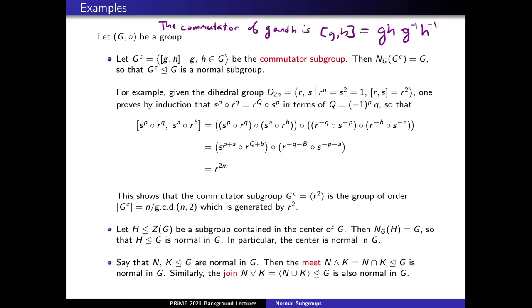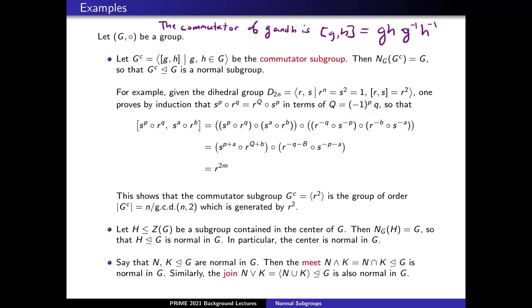When we specifically look at the dihedral group, we can define the dihedral group in terms of the commutator in the following fashion. As before, it's the group generated by r and s, r to the n is the identity, s squared is the identity. But now we can replace s r s equals r inverse with the commutator of r and s is equal to r squared. And then by induction, we can show that s to the p r to the q is equal to r to the q prime s to the p, where q prime is negative 1 to the p times q.